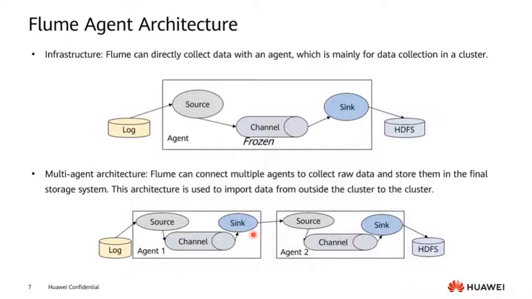However, if we want to collect data from other clusters, or there are multiple independent log systems to be analyzed, then it is necessary to deploy the multi-agent architecture. For example, here we can see Agent 1 is deployed on the cluster where log data is generated, and Agent 2 is deployed on the Hadoop cluster, which is the platform for big data analysis. And between the two agents, we can use the AVRO protocol for data transmission. By doing so, we will not mix two clusters together, and thus they can remain independent in their own businesses.